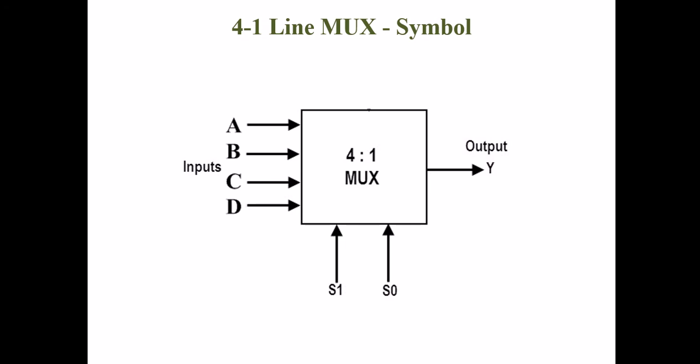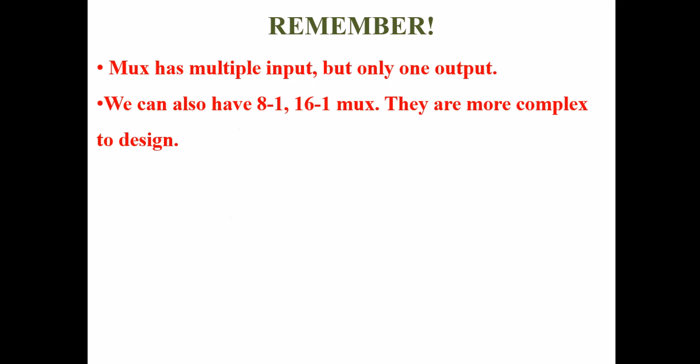This is a symbolic diagram of the 4 to 1 line MUX. A, B, C, D are inputs, and S0, S1 are selection bits, and Y is the output. So MUX has multiple inputs but only one output. We can also have 8 to 1 MUX, 16 to 1 MUX.